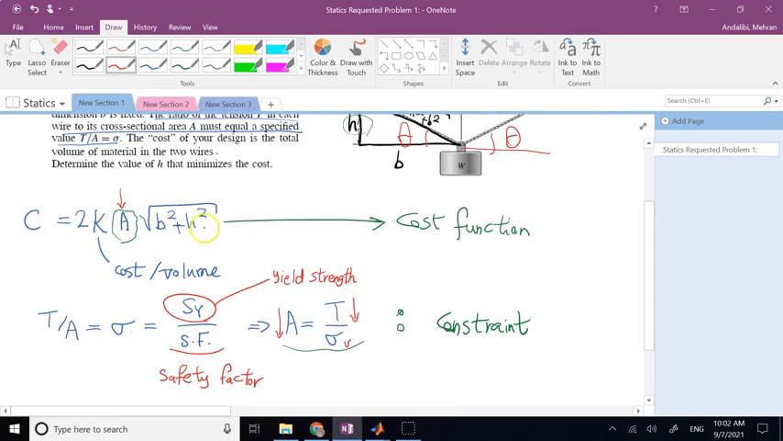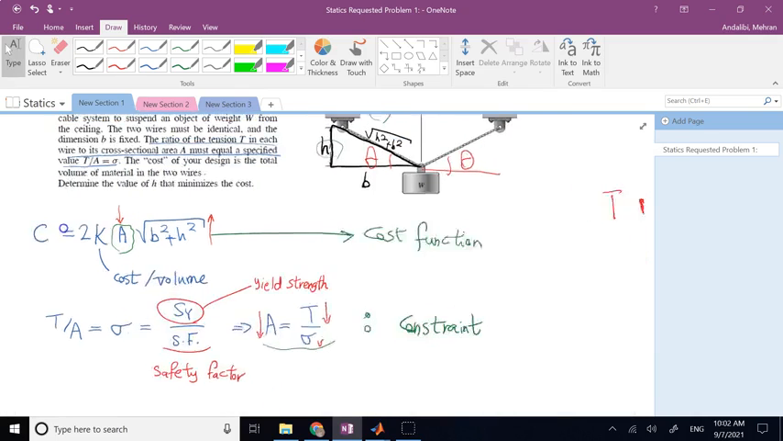On the other hand, when h goes up, this length of the rope goes up. So you see h has two different effects on the cost function. It makes the length of the wire be bigger, but it also makes the required cross-section of the wire to be less. Why?